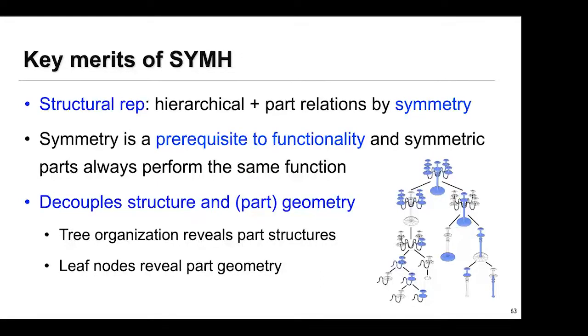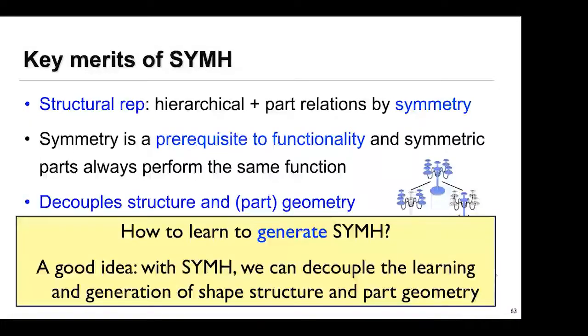So it doesn't really care about the fine-grained geometry of each part. It only cares about whether the two parts are connected or they are symmetric, right? So with this representation, we can actually decouple structure and the part geometry, right? The tree is about structure, and the leaf nodes give you the part geometry.